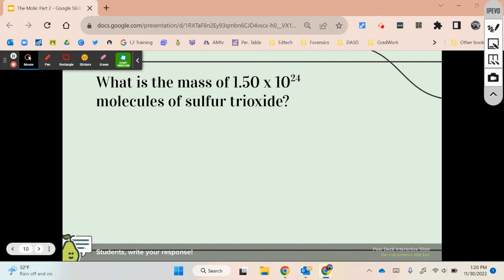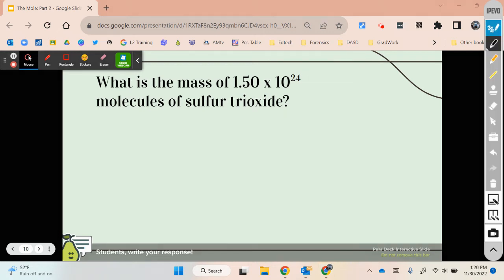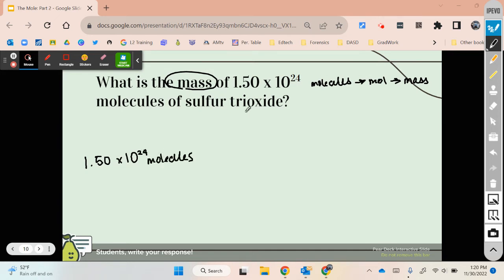Let's say in this case, we're working with molecules, so a little bit trickier. Remember that we cannot directly convert molecules to mass. This is what we're trying to get to. So there is not one set conversion that can take me from molecules directly to mass. I need to convert this to moles first. Okay, so this is going to be 2 steps in order to get to our final product. So we're going to start with our 1.50 times 10 to the 24th molecules of sulfur trioxide. So sulfur trioxide is a covalent compound.